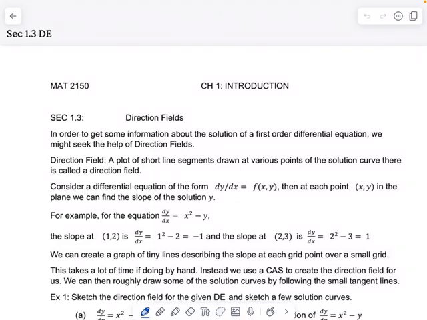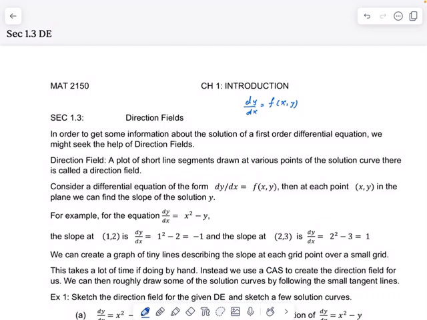We now start section 1.3, which is about direction fields. If you recall from Calc 1, dy by dx could be any function in x and y, or just in x, or just in y. But what does this give us? So dy by dx, if you recall, is the derivative, but what it is associated with is the slope of the tangent line to a curve at a certain point.